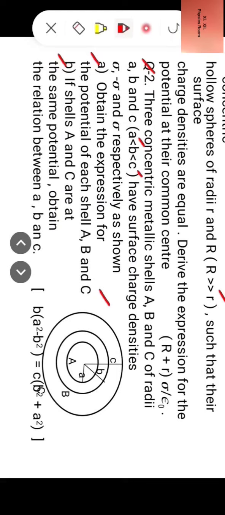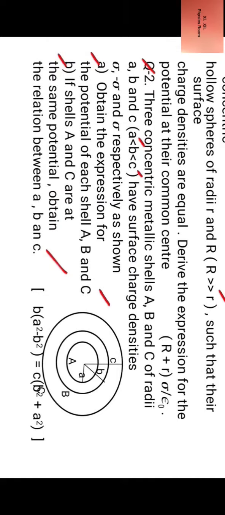B. If shells A and C are at the same potential, obtain the relation between small a, small b and small c. The answer would be b (a square minus b square) is equal to c (b square plus a square). You solve and establish this relation on the basis of the text that you have learnt.